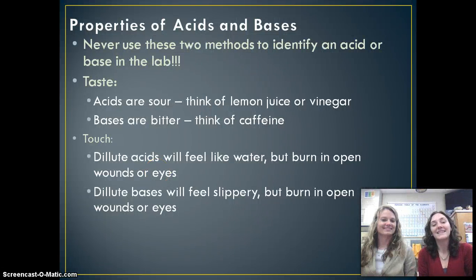Now, touch. Dilute acids feel like water but burn in open wounds or eyes. And dilute bases feel a little bit slippery, like soap. Have you ever experienced that? Soap is a good one. Slippery. But it burns in open wounds or eyes, so don't get them in your eyes or hands.